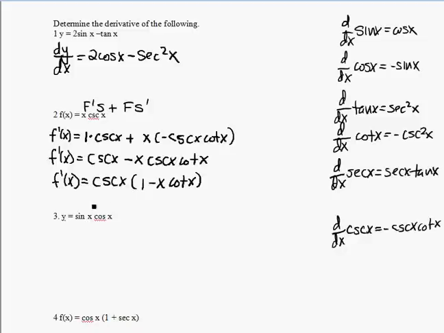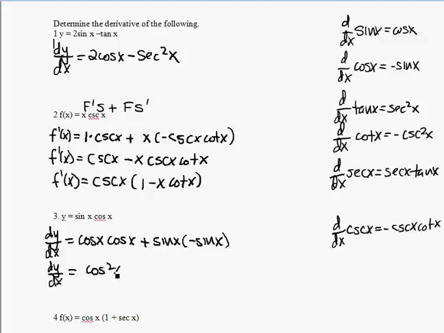Here we have a product again, so we're using the product rule again of sine times cosine. So the derivative of the first is cosine times the second plus the first times the derivative of the second, which is negative sine x. I'll multiply those two and those two. So I get cosine squared x minus sine squared x.